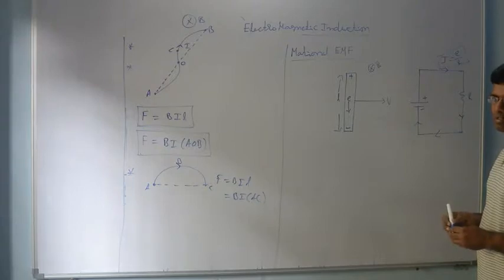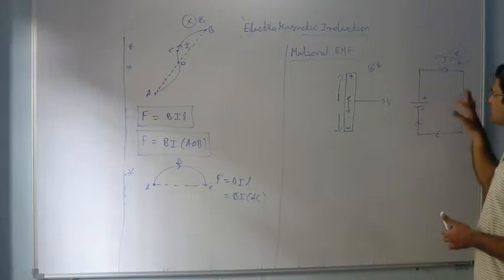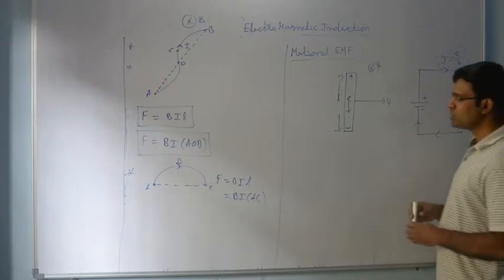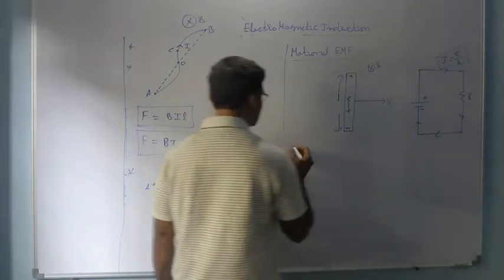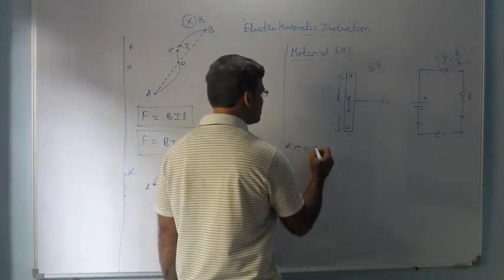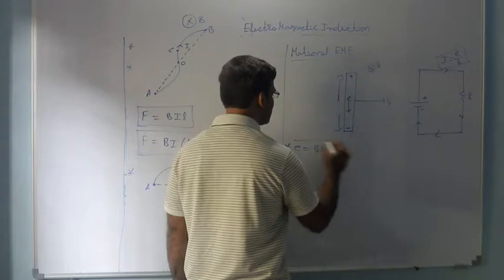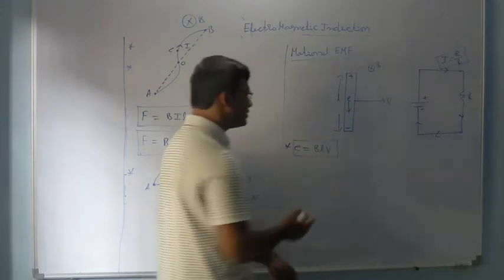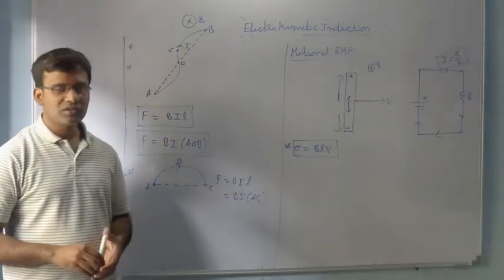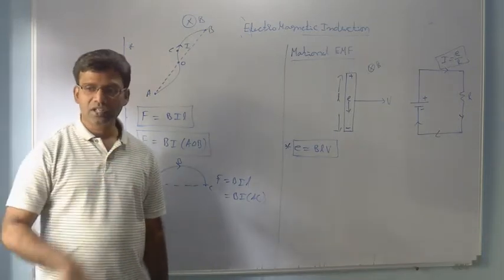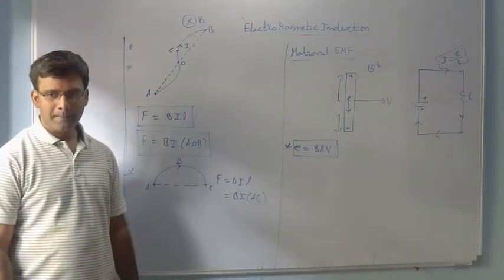EMF, motional EMF. Understand? That E is nothing but motional EMF. How do we calculate that motional EMF value? The motional EMF E is equal to BLV, that is the formula. It depends on the strength of the magnetic field, the length of the conductor, and the velocity.